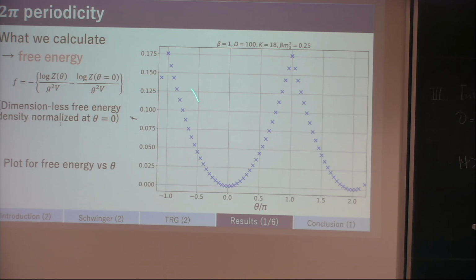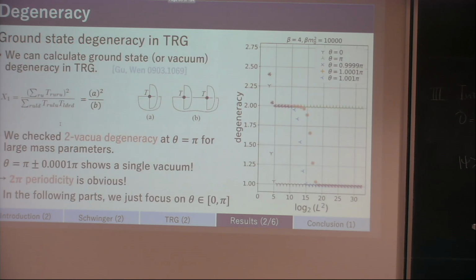And we plot the free energy as a function of theta, and it is very clear that this figure has a 2 pi periodicity for the theta parameter. We can also calculate the ground state degeneracy in our method, because the ratio of these contraction tensors corresponds to the ground state degeneracy.